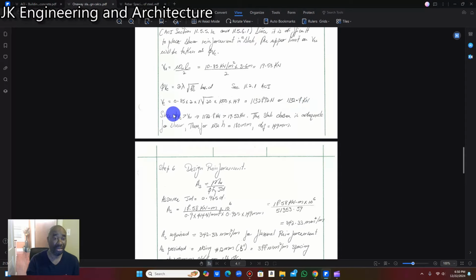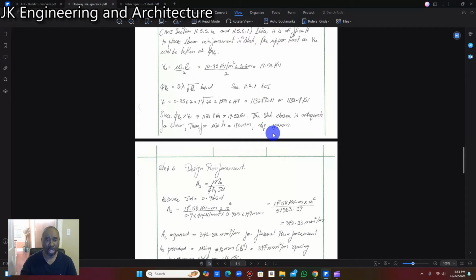Therefore our 5 VC is greater than VU, so it is 11.32 kilonewtons greater than 19.53 kilonewtons. Therefore the slab chosen is adequate for shear. Therefore use h equal to 180 millimeters and an effective depth, which we calculated earlier, of 149. So we have seen that shear reinforcement for this slab is not necessary, and 100% of the time when you do the shear calculation for your slab, you're not going to get that you want shear reinforcement. But we still have to check.